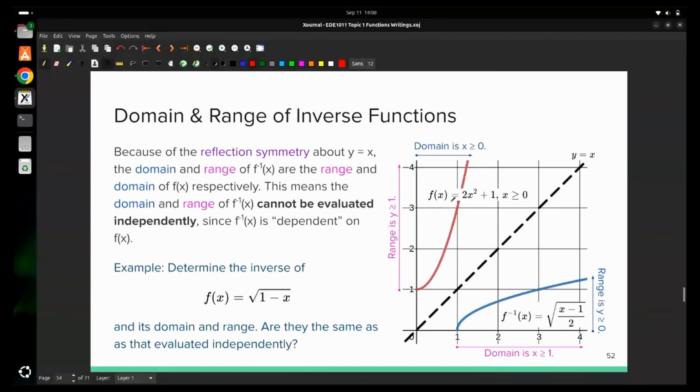Okay, so therefore, as you have this mirror reflection about y equals x, not only is the whole curve mirrored, the domain and range also will be mirrored because the whole curve is mirrored, right? So you can see here, the domain, as you mirror across, becomes the range. Then the range of f, as you mirror across, becomes the domain. Agree?